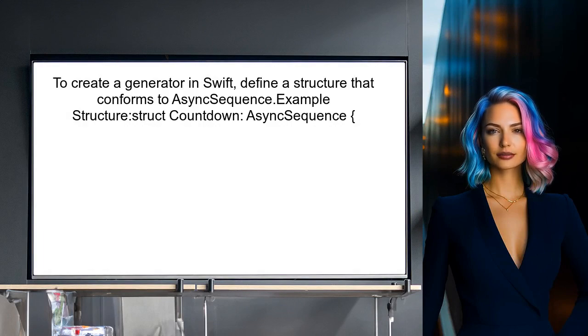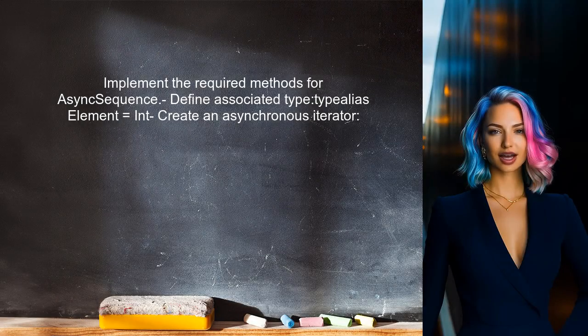To create a generator in Swift, the user should start by defining a structure that conforms to the async sequence protocol. This allows the user to create a sequence of values without storing intermediate results. Next, the user needs to implement the required methods. This includes defining an associated type for the element and creating an asynchronous iterator.